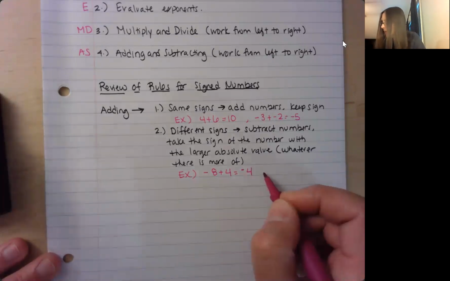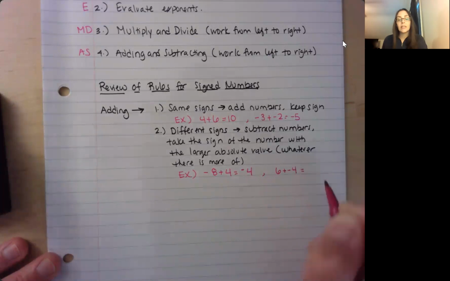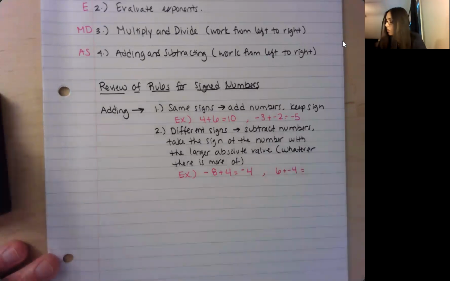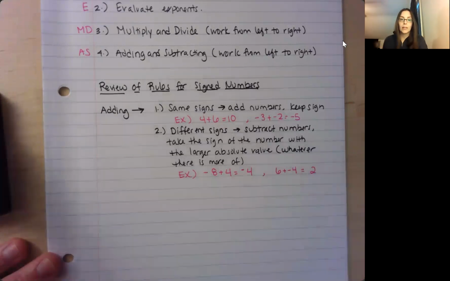Another example, let's say I had +6 plus -4. Again, I have different signs. So I'm going to subtract. I get 2. Here I have 6 positives and only 4 negatives. So it's going to stay positive.